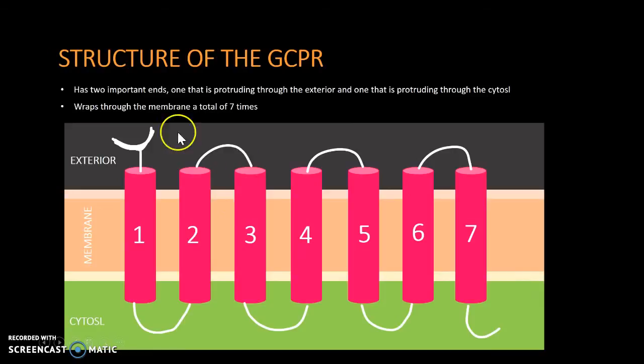What's important here is that this end in the exterior is where the receptor is. This is where molecules that wouldn't be able to pass through the membrane are able to interact. And the tail here is what's going to cause the next change, whether it's a second messenger or changing something next to it or that sort of thing.